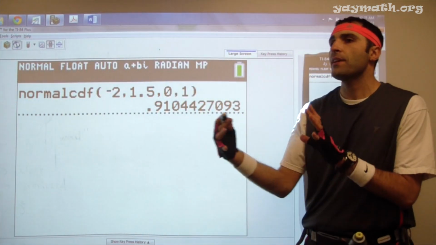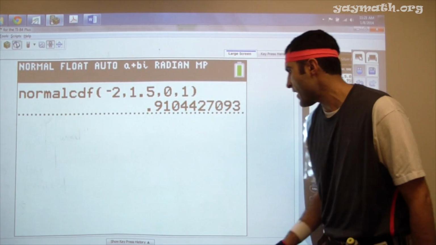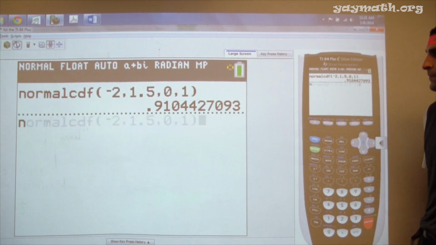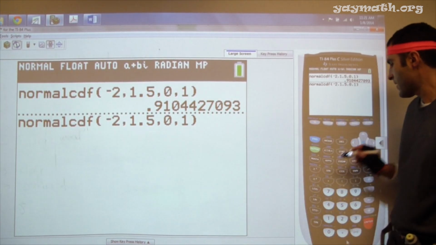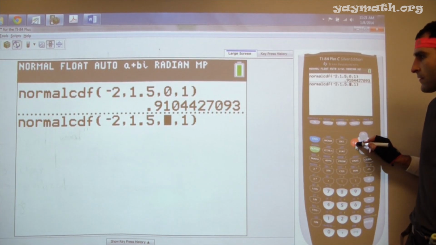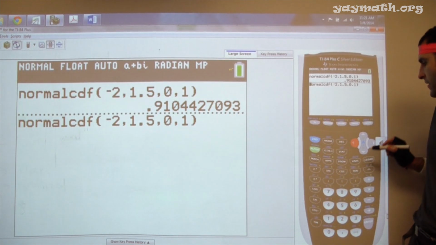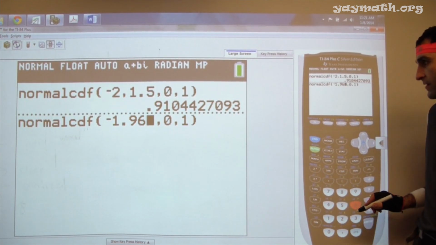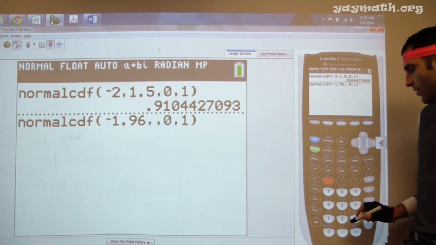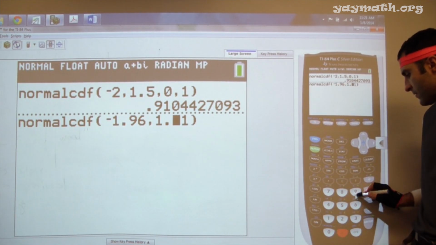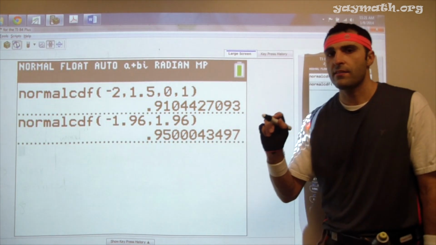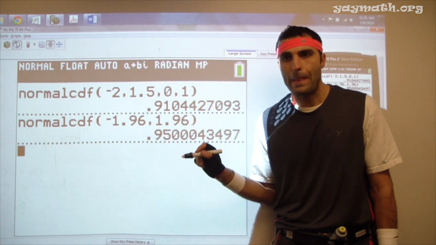Calculating the area between negative 1.96 and 1.96, I'd recommend doing second, enter. You get the same thing back, and then you just scroll through here. You do negative 1.96 to 1.96. Here we go. Negative 1.96, comma, 1.96. Enter. 95%, 0.95 probability. All right.